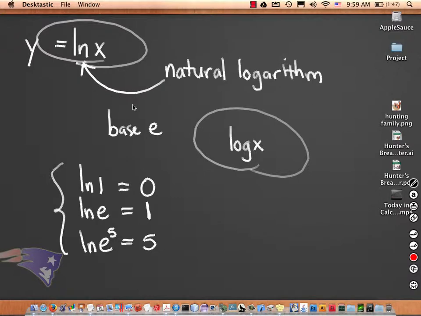So pretty much if anything in math is natural, then it has to do with e a lot. Yes, if it's natural, it has a lot to do with e. Would you say with the log x, right here, the 10 is not written?